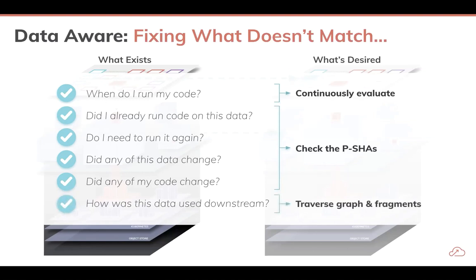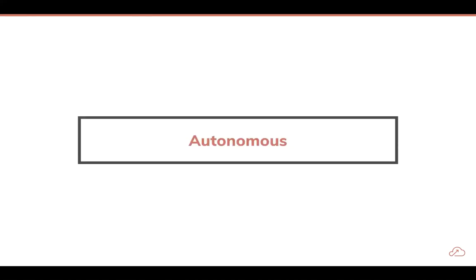Now, the last part is pretty easy too, which is, how is this data used downstream? From those previous slides, as we already highlighted, it's pretty easy then to start to traverse the graph and just look for more mismatched PSHAs. And so it's a pretty simple exercise once we have all of this metadata and this notion of the fingerprinting to determine whether or not we have the right data. So that's the recap on the data aware piece.